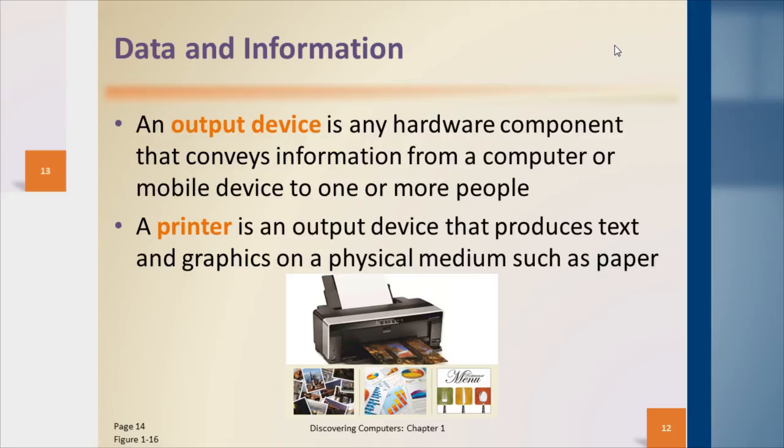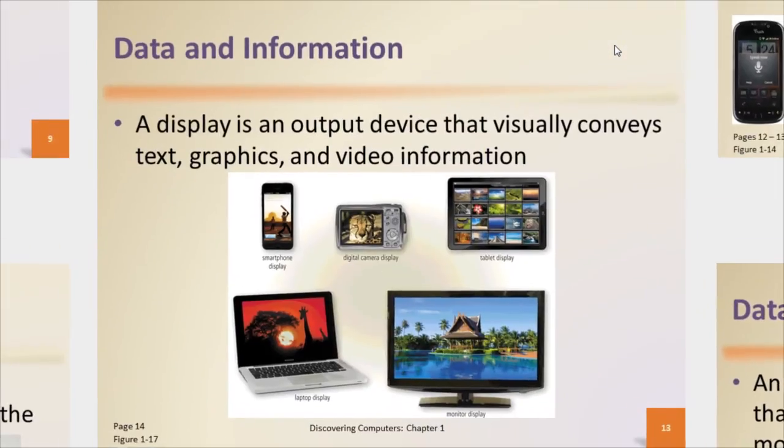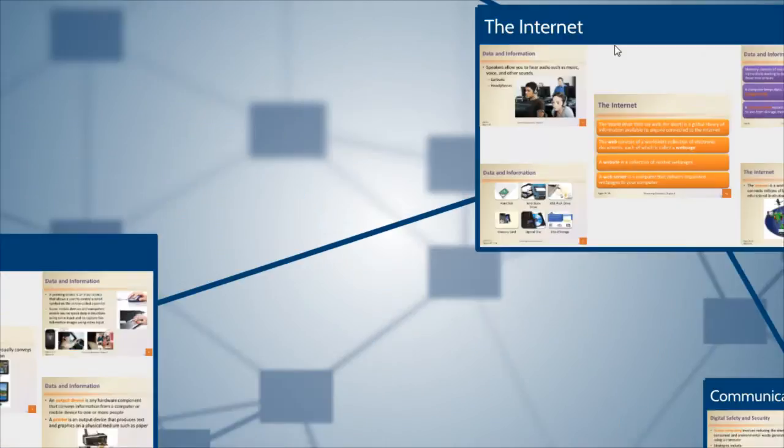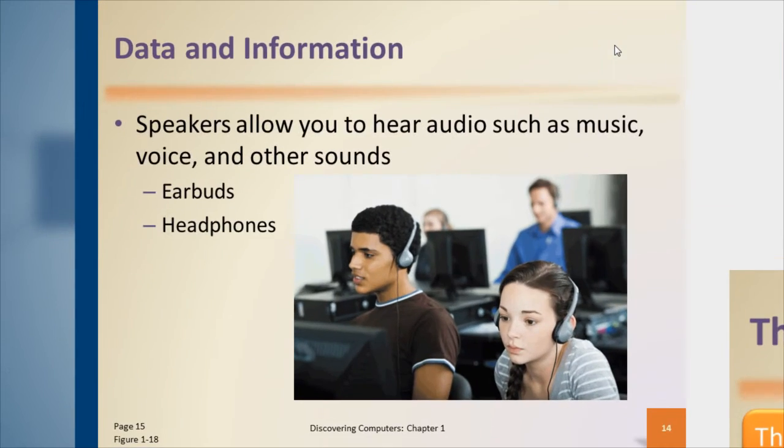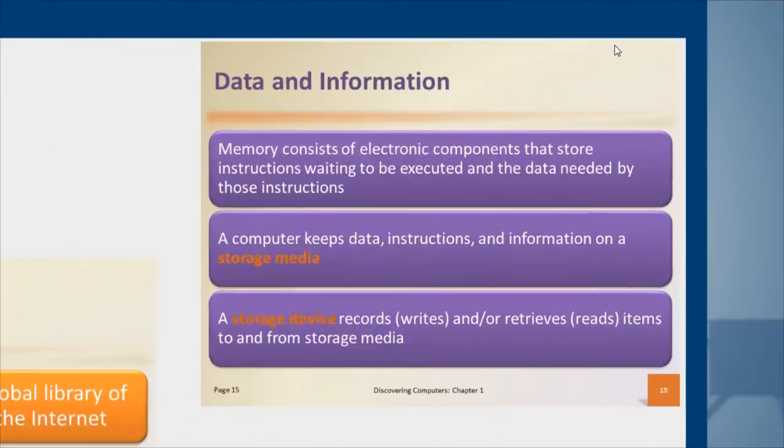And as far as the output, where we see that, it could be in the form of a printout that we get on the printer. It can be on a monitor, on a screen in some way, shape, or fashion, whether it's a monitor or a digital camera or smartphone. So these are different ways to get information out of the computer. Speakers are another way to get output. So we hear sound, we have headphones, things like that. That's another form of output that we get from the computer.